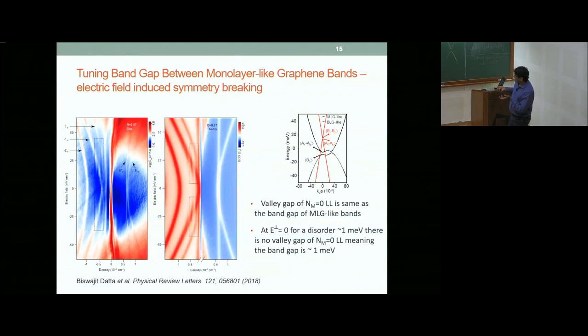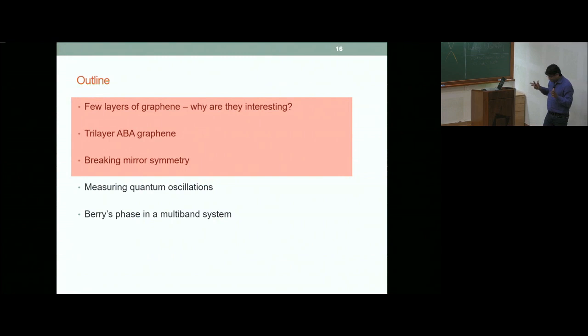So this hopefully sets up the experimental system that I'll focus on in the next 20 minutes or so: a system where we can understand different components very well, and we can now start to look at quantum oscillations of the different bands and try to extract some information about the Berry's phase associated with the different bands in this multi-band system. Okay, so let me get started.